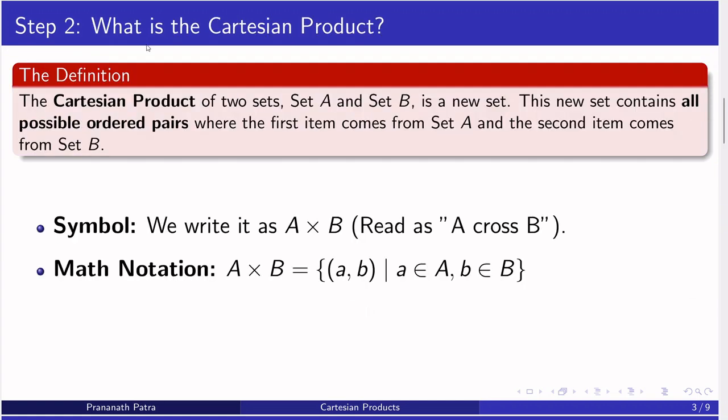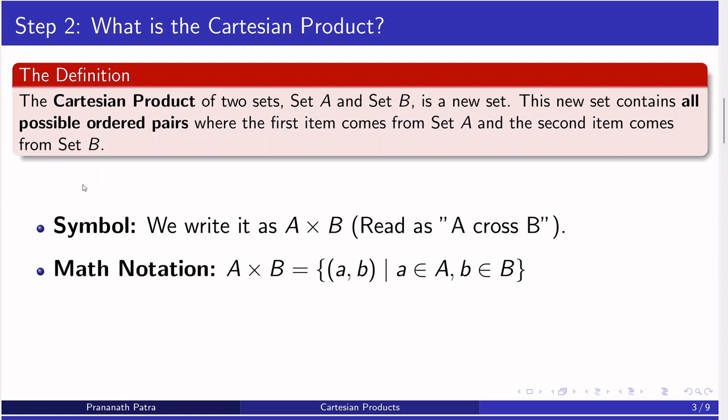What is the Cartesian product? The definition is quite elegant. The Cartesian product of two distinct sets, let's call them set A and set B, is an entirely new set. This new set contains all of the possible ordered pairs where the very first item comes from set A and the second item comes from set B.